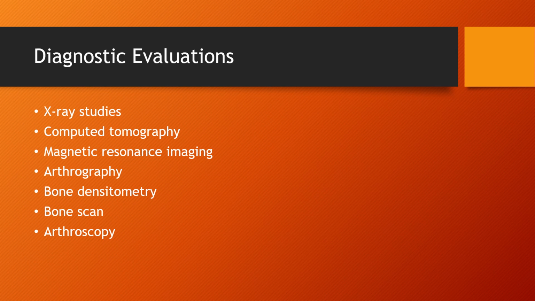Another diagnostic test would be an arthrography. This is useful in identifying acute or chronic tears of a joint capsule or supporting ligaments of the knee, shoulder, ankle, hip, or wrist. A radiopaque contrast agent or air is injected into the joint cavity to outline the soft tissue structures and the contour of the joint.